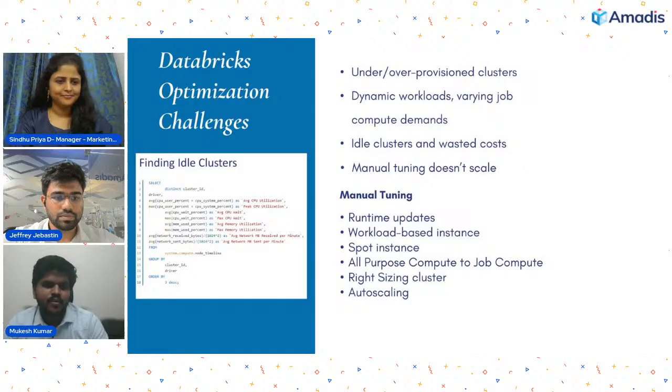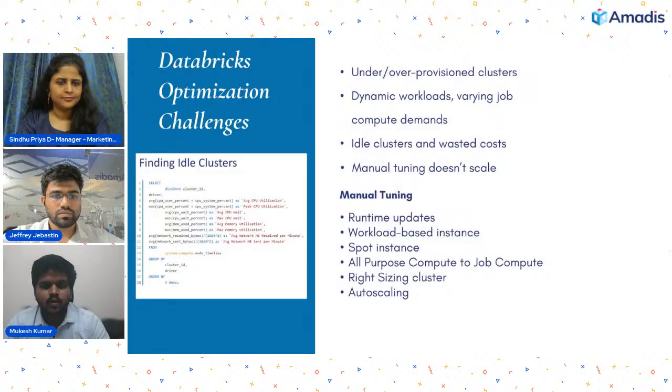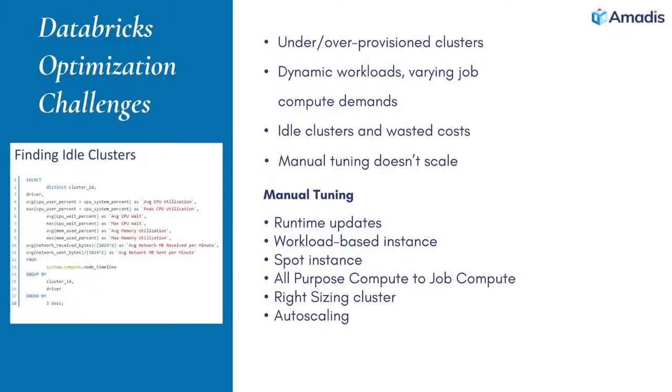Thank you, Jeffrey, for your introduction. So let's talk about Databricks optimization challenges. The first thing that comes to mind on optimization is figuring out whether we are over provisioning the server or under provisioning the server. This is the first step everybody does in optimization. The problem with this technique in Databricks is that workloads are completely dynamic. Most of the workload runs as job compute, which is mostly used for scheduled compute. The demand comes at a certain scheduled time.